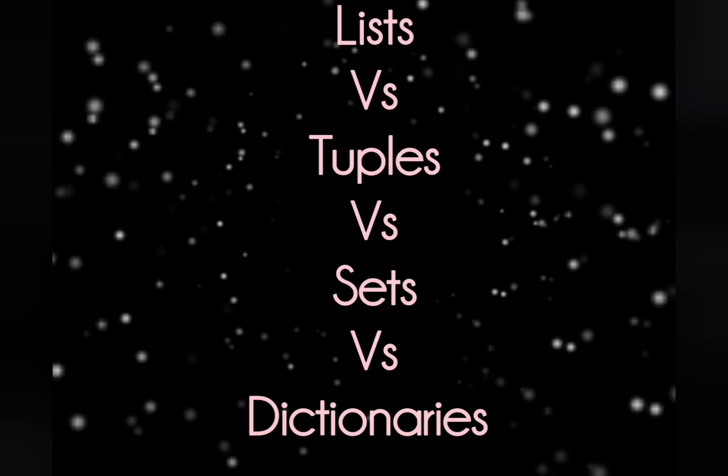Hey everyone, in this video I am going to discuss some built-in data types which help us to store various types of data in only one variable. I will discuss lists, tuples, sets and dictionaries and the key differences between these built-in data types, as some students got confused about what these things are and what the differences between them are. So let's start this video.